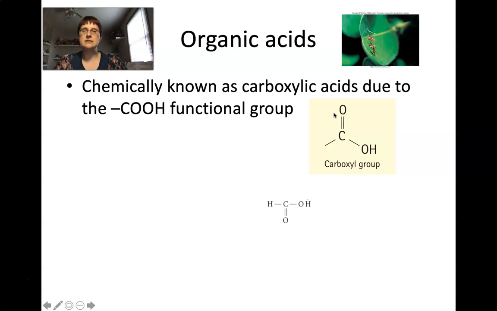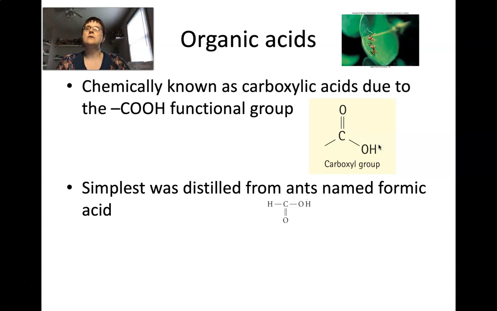It actually makes it acidic because this hydrogen right here pops off. And remember in previous videos, we talked about how if something donates a hydrogen, it makes it acidic. That's exactly what these guys do. The simplest of the organic acids, or carboxylic acids, was first distilled from ants. I know. It's called formic acid, and you can see it right here.